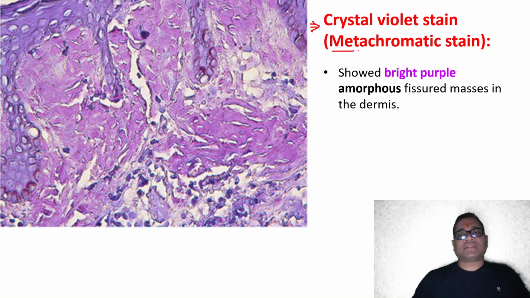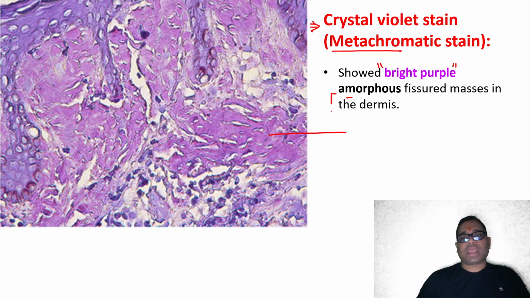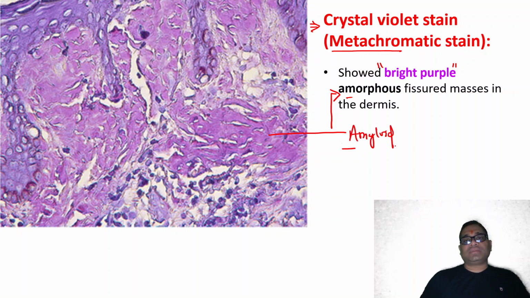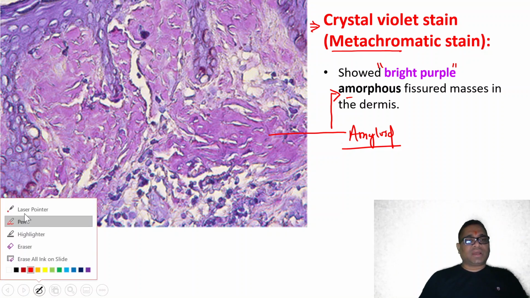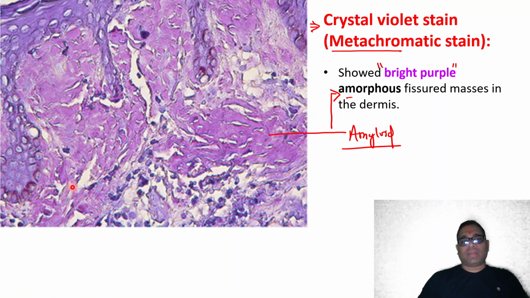Next, we are going to see crystal violet stain. Crystal violet stain is again a metachromatic stain, where the amyloid will be bright purple in color, bright purple amorphous material, which you can see here. So these are the amyloid which we are seeing on the crystal violet metachromatic stain. I'll just show you once again, these are all amyloid. Can you see? These are the bright purple, bright purple amorphous material which we are seeing. These are all amyloid.